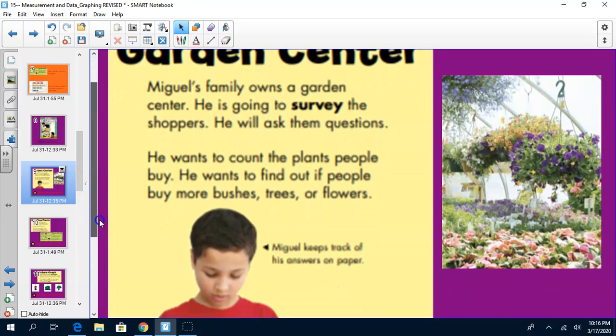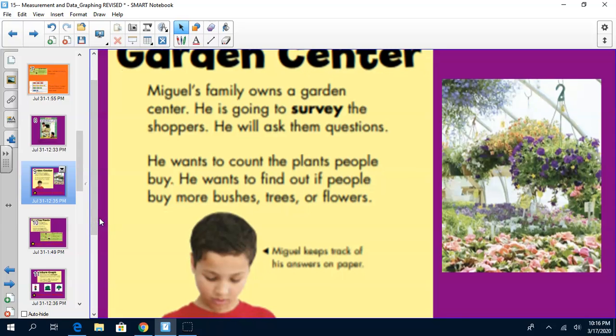At the garden center. Miguel's family owns a garden center. He is going to survey the shoppers. He will ask them questions. He wants to count the plants people buy. He wants to find out if people buy more bushes, trees, or flowers. Here's Miguel. Again, what are we doing? Graphs provide us with information.